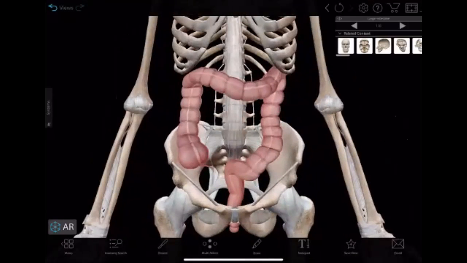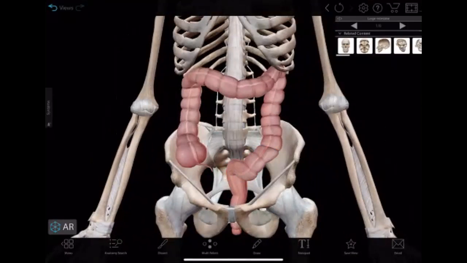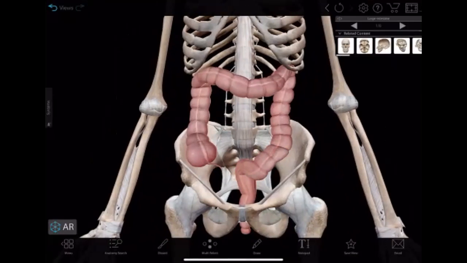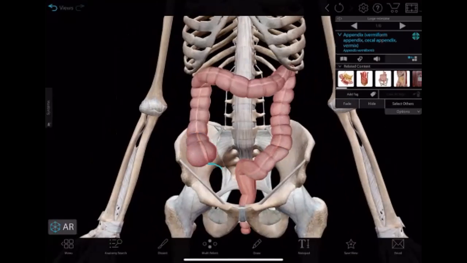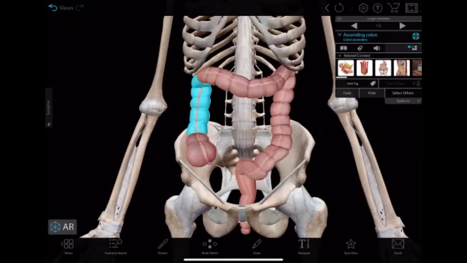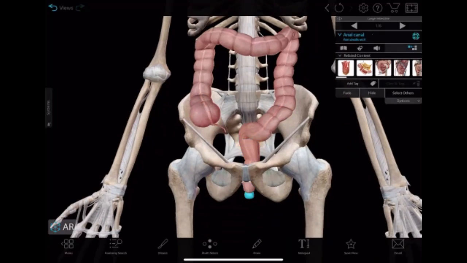You see, all of this is the large intestine, right? So this part is called the cecum with vermiform appendix, right? And the next one is the ascending colon, and this one is the transverse colon, and this one is the descending colon, and this one being the sigmoid colon. So all of this is called the colon, right? Cecum and the 4 parts of the colon, and this one is the rectum, and this one is the anal canal, right?